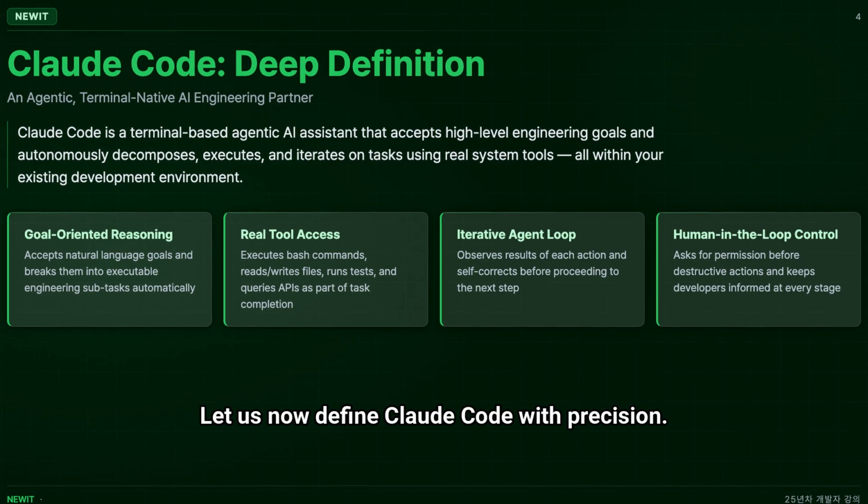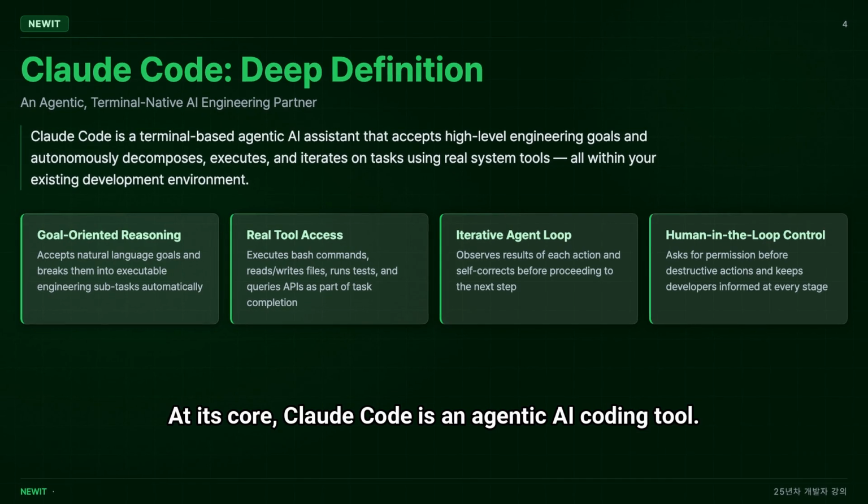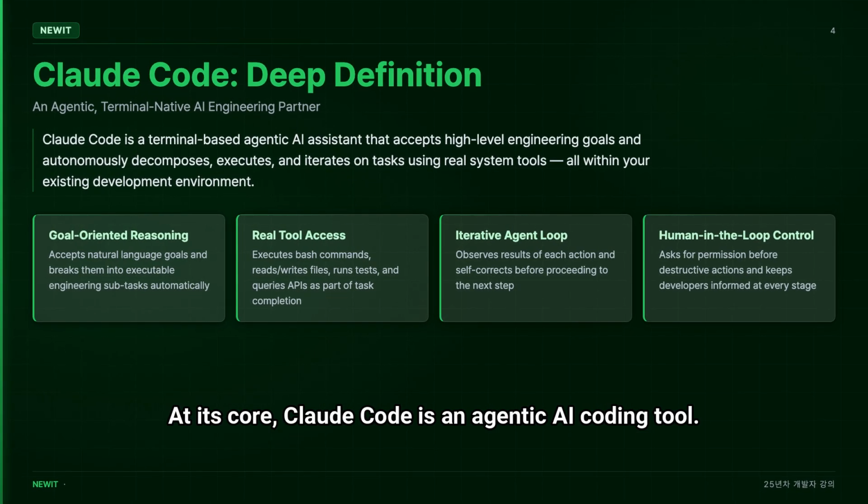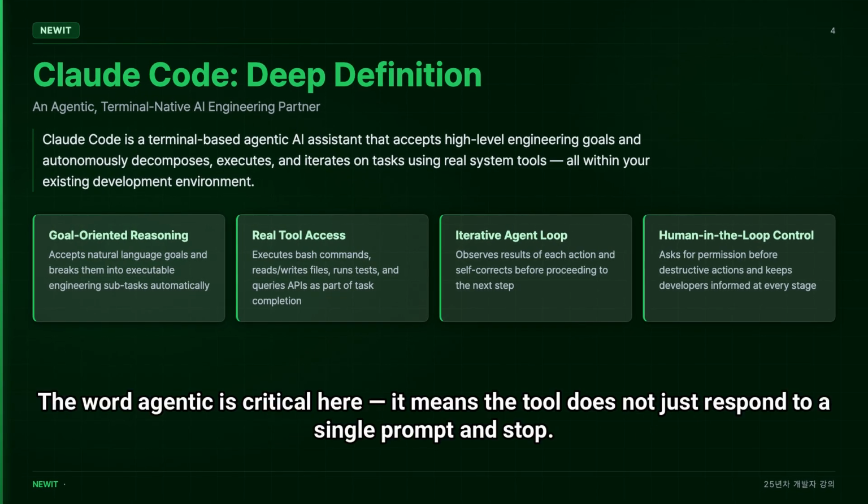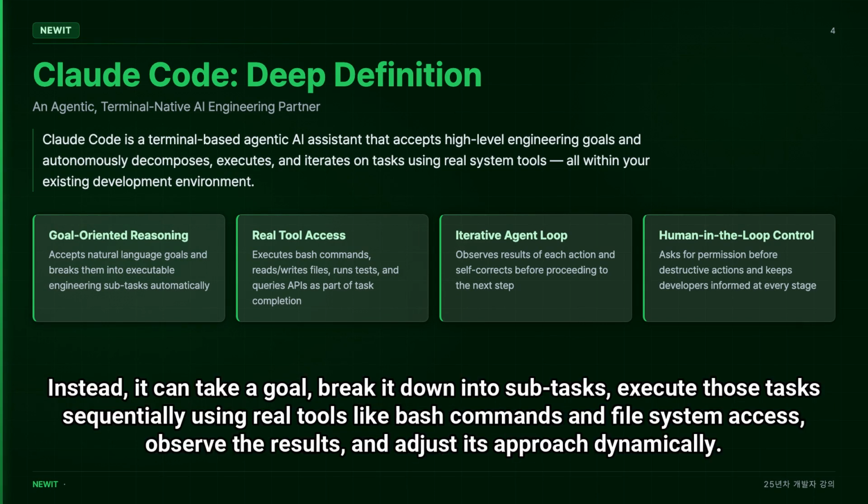Let us now define Claude Code with precision. At its core, Claude Code is an agentic AI coding tool. The word agentic is critical here. It means the tool does not just respond to a single prompt and stop. Instead, it can take a goal, break it down into subtasks, execute those tasks sequentially using real tools like bash commands and file system access, observe the results, and adjust its approach dynamically.